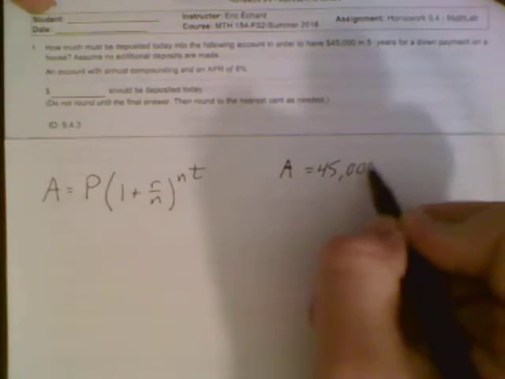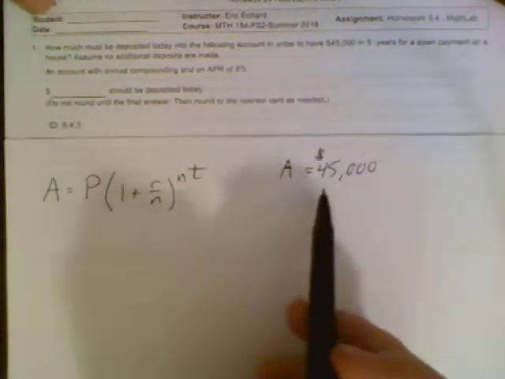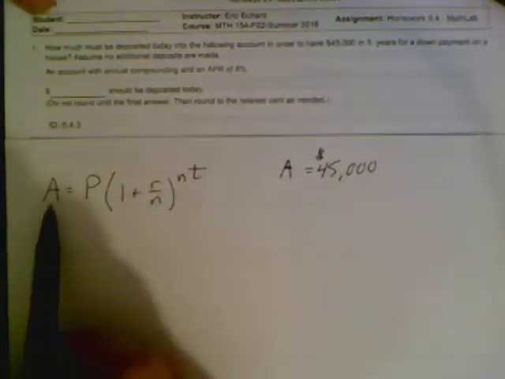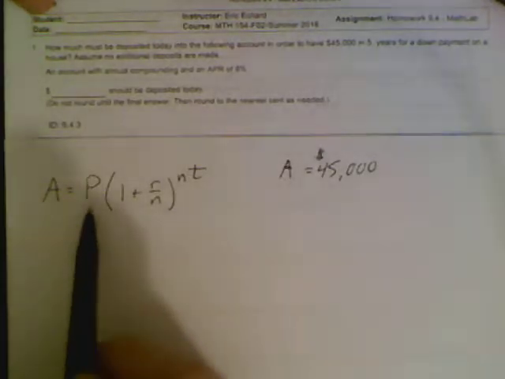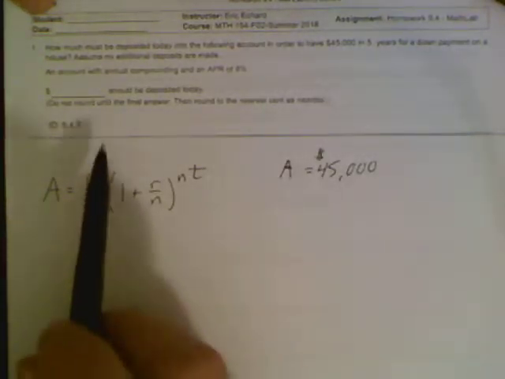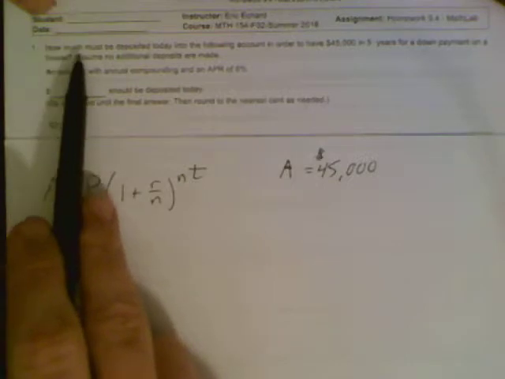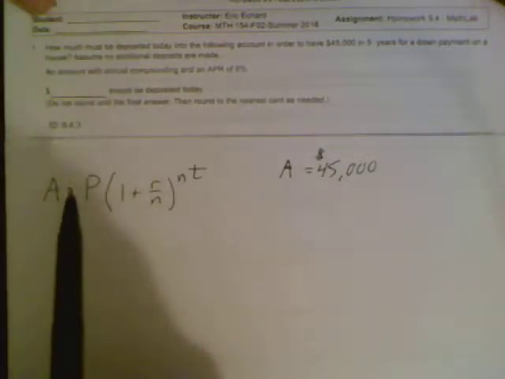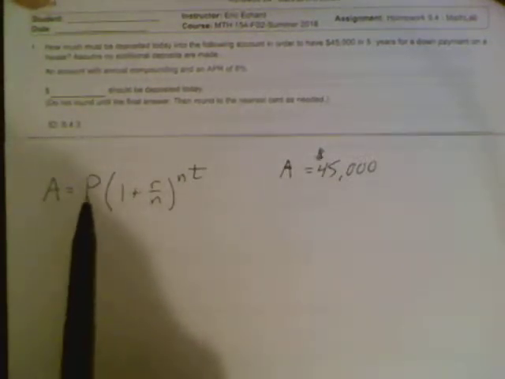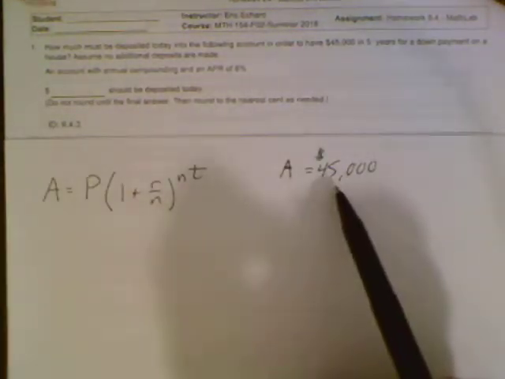Now, in most of the problems that we've looked at, in class or otherwise, the A value was what we were looking for. But in this case, the P value is what they want to know, because the question asks how much must be deposited. And remember, P is the principal amount. That's the amount we're putting in. This is the amount we want to get back out.